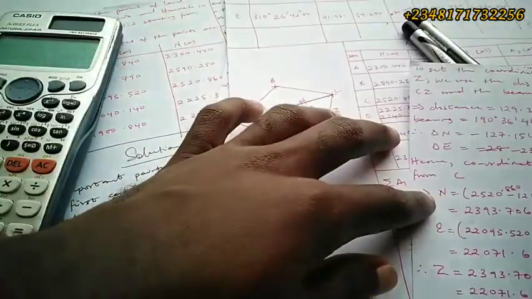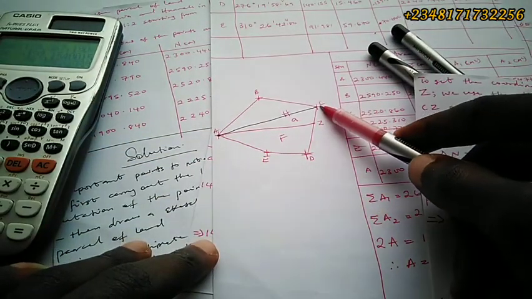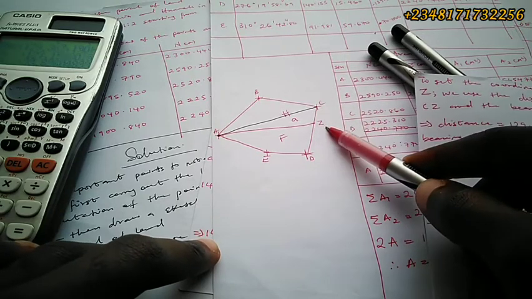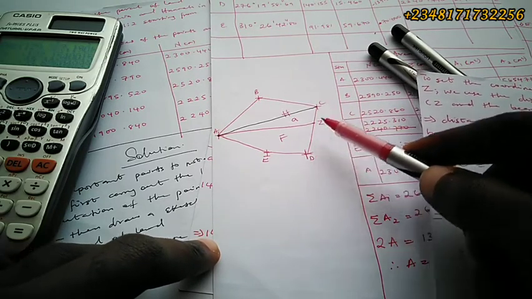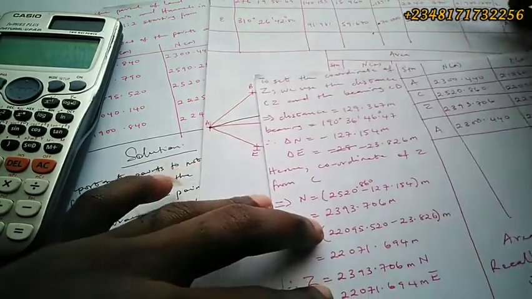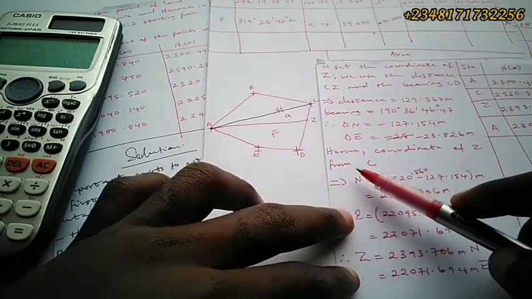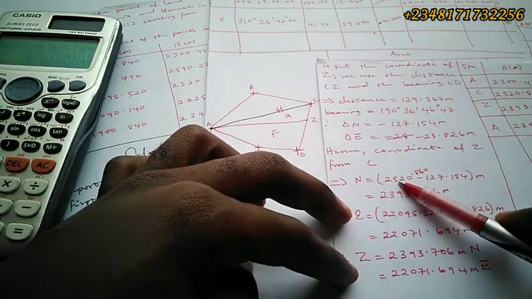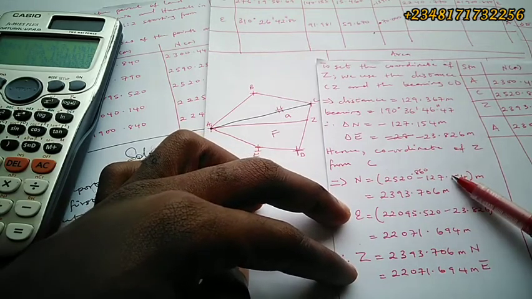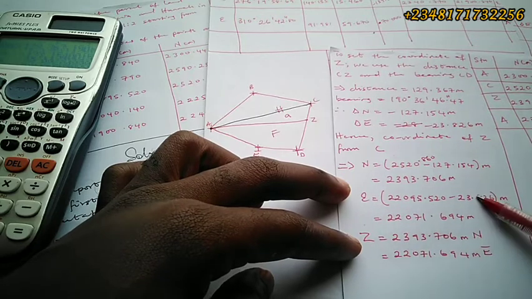Because we use the bearing of CD, and we also use the distance CZ, the distance from C to Z. So we are using the bearing from C to D because it's on the same line. Therefore, to calculate the coordinate of Z from C, we say the northern coordinate of C plus or minus the delta northing we got, and the eastern coordinate of C plus or minus the delta easting we got. Are we together?